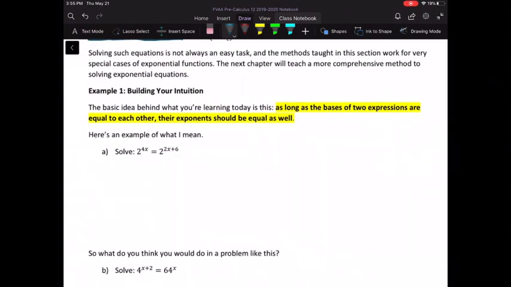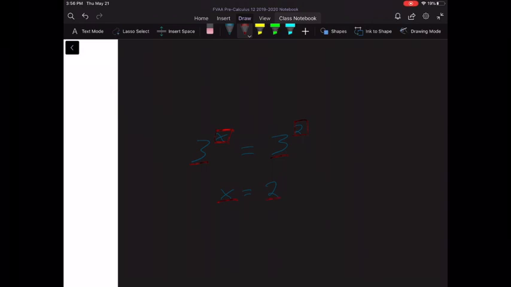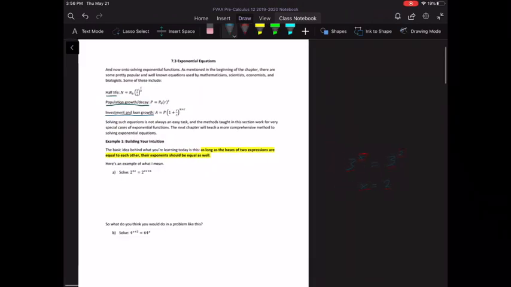So the basic idea behind what you're learning today is that as long as the bases of two expressions are equal to each other, their exponents should be equal to each other as well, right? And that makes sense. If I were to ask, what exponent would make these two expressions equal to each other, the obvious answer, because their bases are the same, is that x would have to equal 2. So if the bases are the same, the exponents are equal to each other. You can come up with an equation dealing with just the exponents and dropping the bases, and that's a step towards helping us solve these kinds of problems.